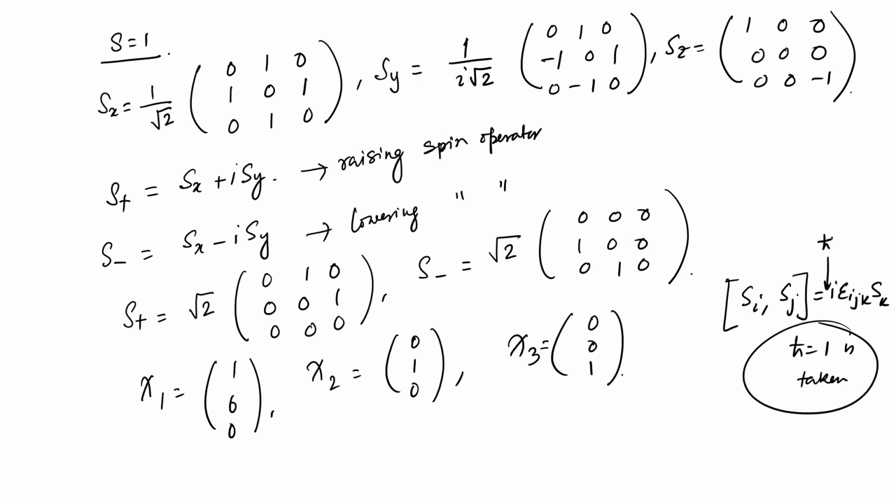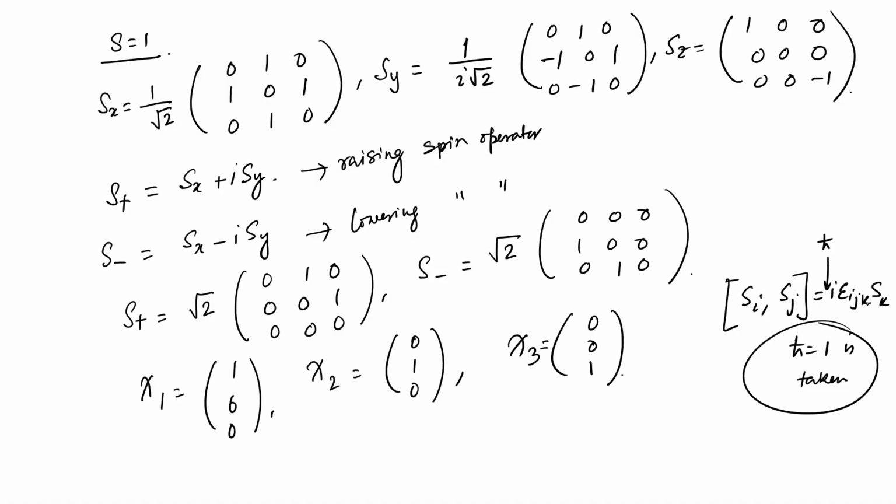So, it is i h cross, which means that they follow a nice cyclic relation, where the commutator of S x, S y will give you i h cross S z. If you reverse the order, that is, if you take S y, S x, then you will get a minus i S z.